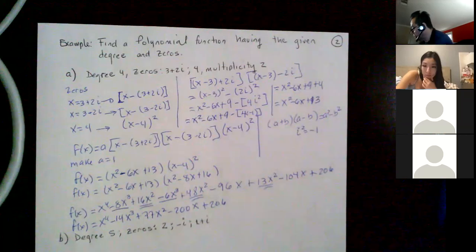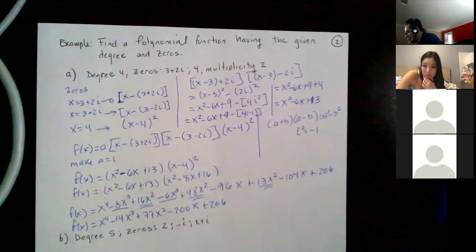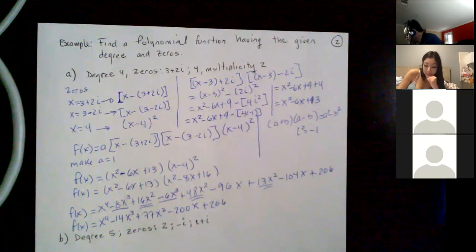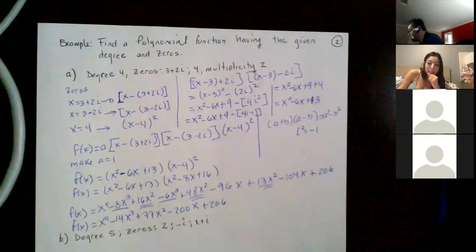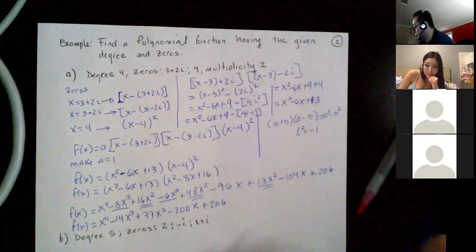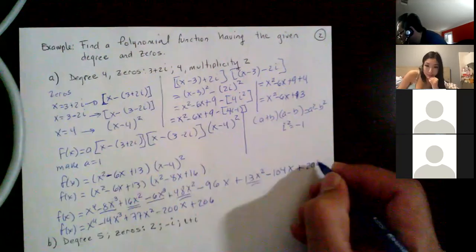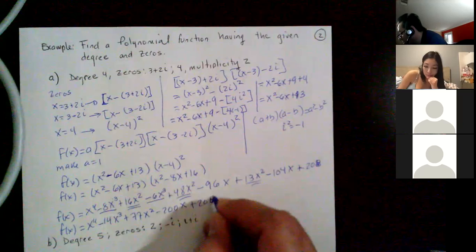208? I thought it was 208. 208. 13 times 16 is 208. Yes, 208. Let me change this. Thank you, you guys. 208 plus 208.